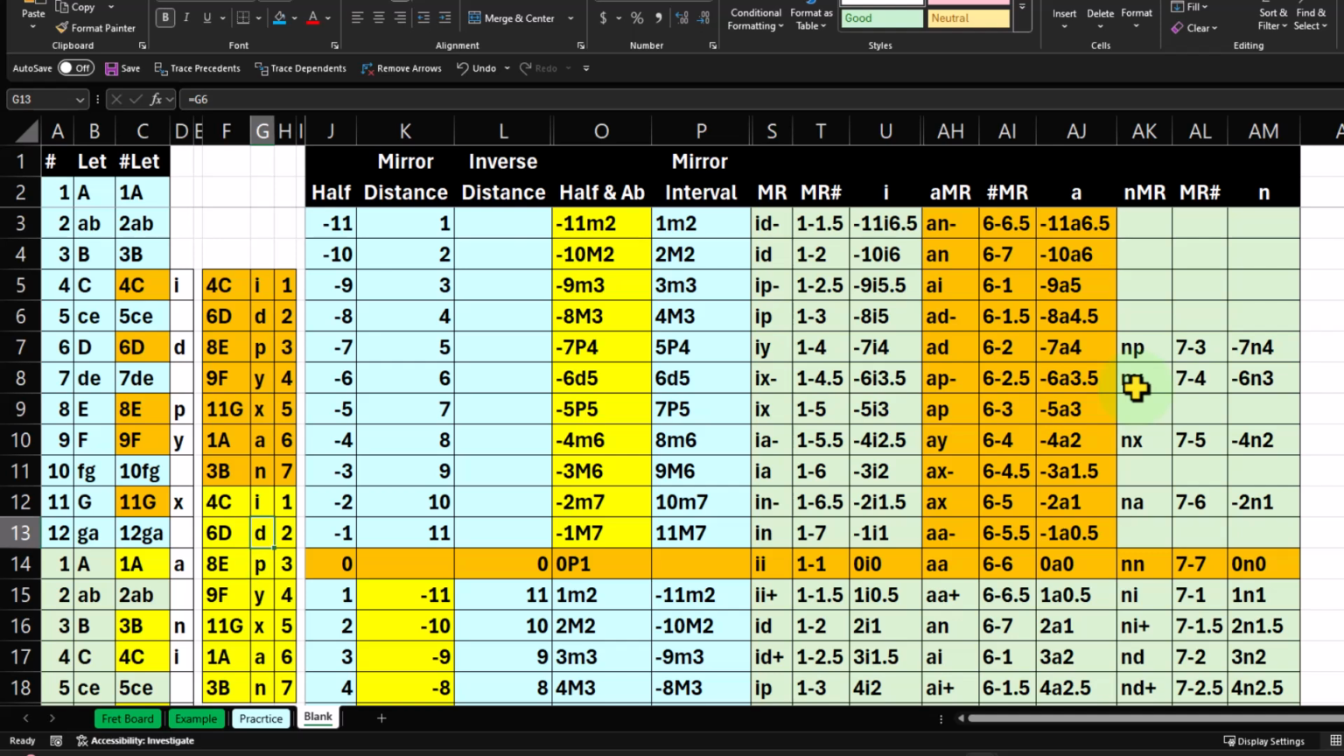So I'm going to go from the N to the D. Here's the N. 1, 2, 3, 4, 5, 6, 7, 8, 9. -9 half steps. There's the -9. So I'm going to go over here and say the modal range is going to be an ND modal range. It's going to be then a 7-2 modal range.